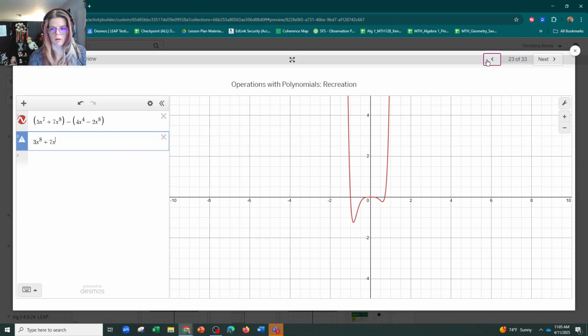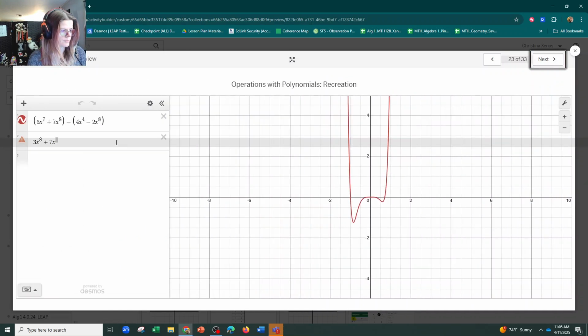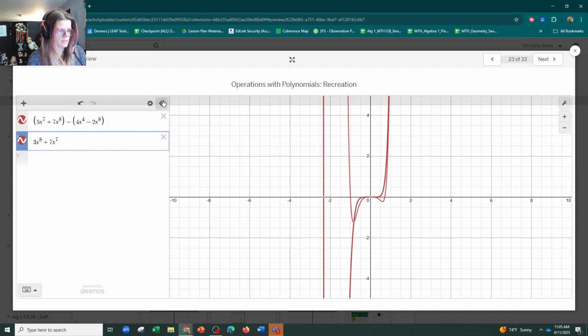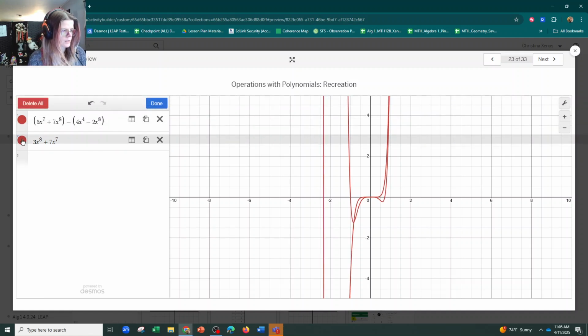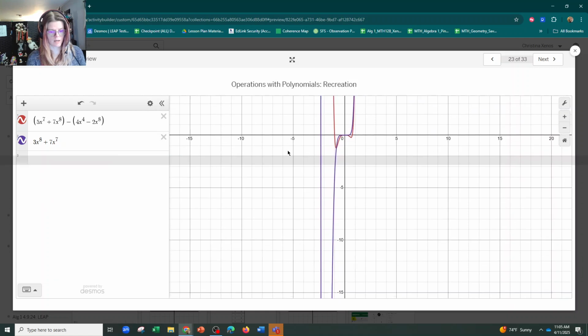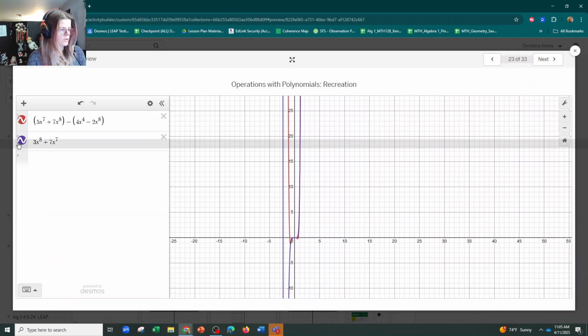My problem is remembering what was over here. You're probably going to struggle with that too. 7x^7. And so we can already tell that this is not an answer because it does not match the original. This one is definitely not an answer. It does not match. Look at this. Ooh, it definitely does not match. So I can go ahead and turn that one off.